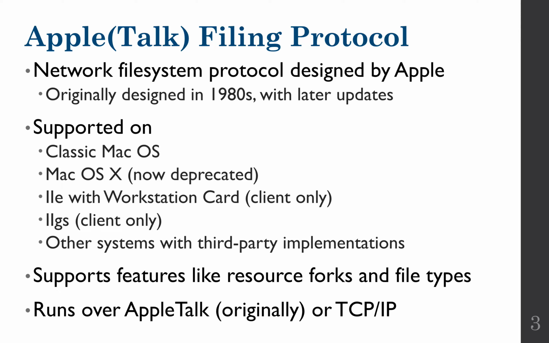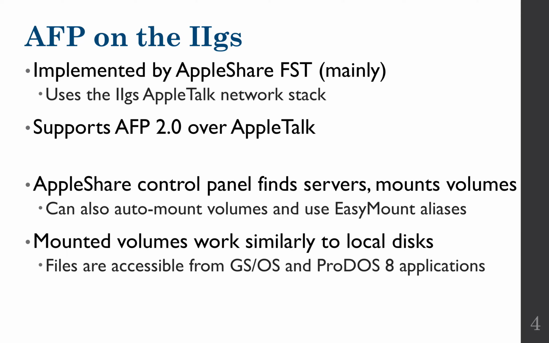So AFP is a file sharing protocol. It's similar to, for example, SMB. One difference with AFP is that it was designed by Apple for the Apple system, so it supports things natively like resource forks and file types, which means it's convenient for working with 2GS files because it natively supports these file system features that the 2GS expects. And another thing is that it runs, as I've mentioned, over the AppleTalk network protocol family, or in more recent versions over TCP/IP.